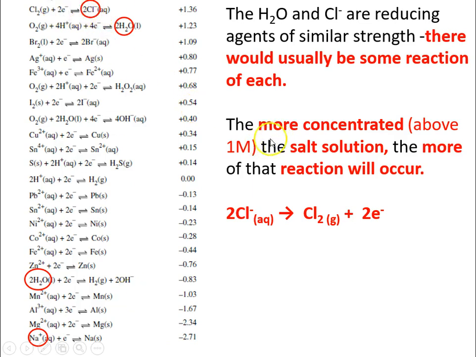if the solution is more concentrated than a 1 molar solution, so 1 molar solution is the difference in E naught values, but if it's more concentrated than 1 molar, then this would be even closer or even swapped, and the chlorine reaction would be happening instead. So to make sodium hydroxide, the solution has to be a lot more concentrated than a 1 molar solution, to prevent this reaction occurring.